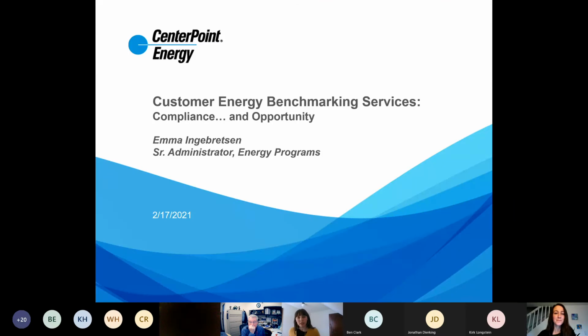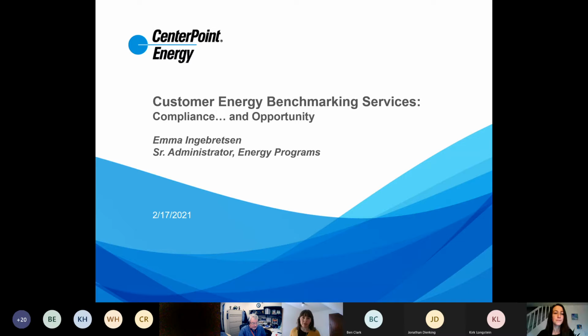I'm Emma Ingebretson. I'm a program administrator at CenterPoint Energy. I also work within our energy efficiency department, similar to Kirk. It seems like that's where a lot of these benchmarking related efforts are housed. So I manage several energy efficiency programs, including the development and ongoing implementation of our energy data portal, which I am here to talk about today.